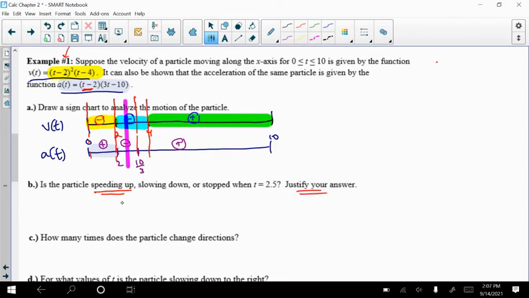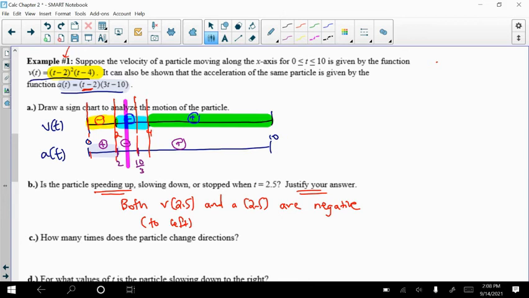And how do I know? My justification would be both v of 2.5 and a of 2.5 are negative. And so because they're both negative, I'm actually speeding up towards the left. And not that it asks us that, but I know it's to the left. I'm speeding up. So I'm getting faster and faster in that negative direction.